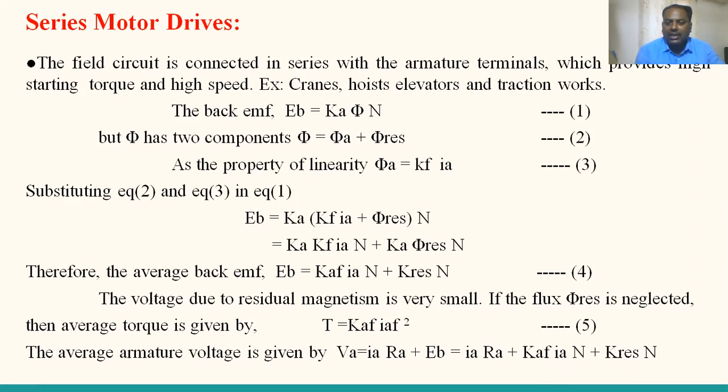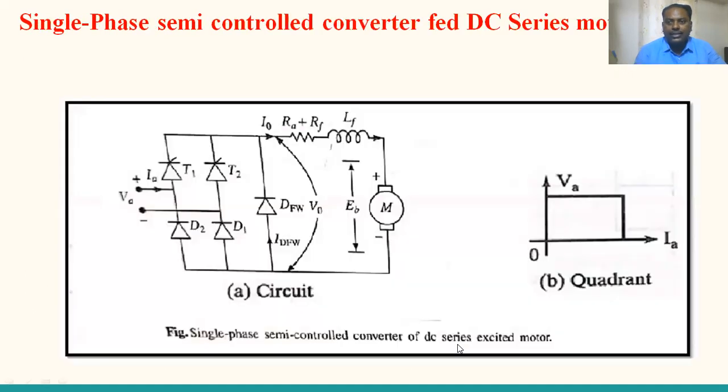These equations are helpful while solving the average output voltage, steady state speed, average speeds, and torque expression in terms of IA. All the expressions are interrelated with this expression. So the back EMF is one of the main equations: EB is equal to KAF IA N plus K res into N, and T is equal to KAF IA square. In problems, these equations are very helpful.